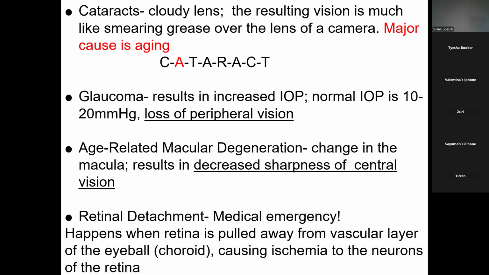Cataracts is next. With cataracts, we have a cloudy lens. It's kind of like putting grease over the lens of a camera. So imagine if you had grease over the lens of your camera on your phone. What would your pictures look like? Age is the major factor here.